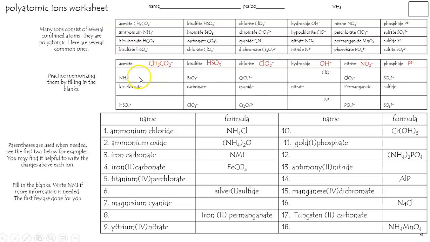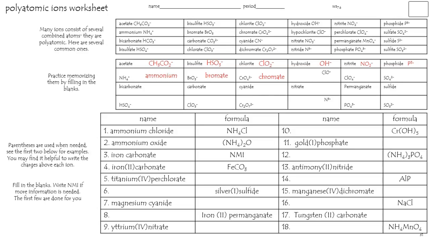NH4 is a rare polyatomic cation, known as ammonium. BrO3 is not a bromide, it's a bromate. CrO4 is not dichromate because there's only one chromium, so it's a chromate. ClO minus is the lowest in that series as we go from hypochlorite to chlorite to chlorate to perchlorate. And so that's ClO minus.